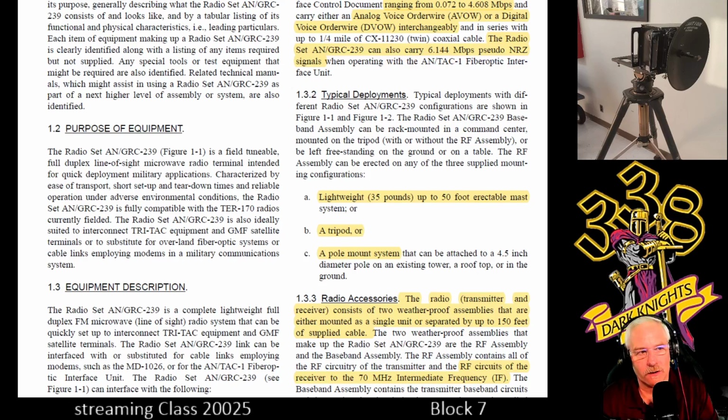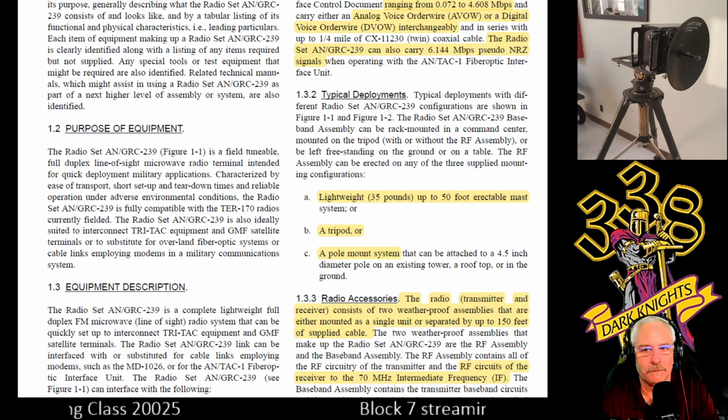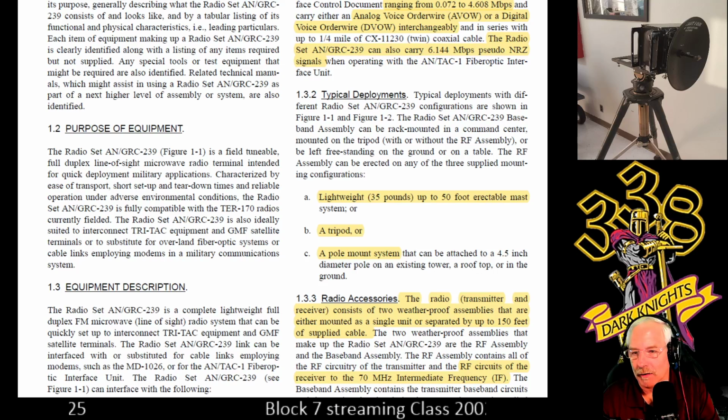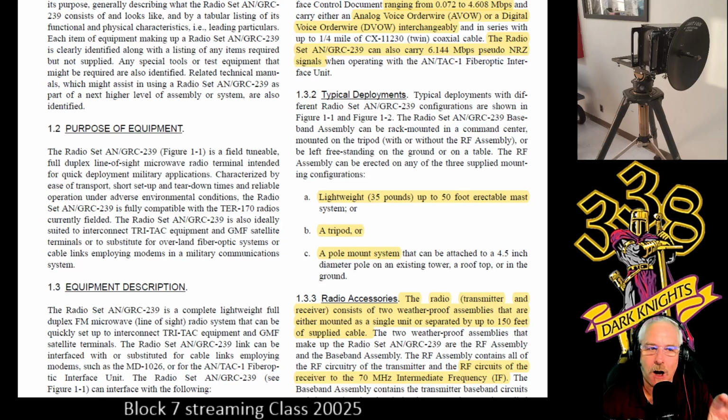Now, also, the baseband and the RF assembly can be mounted on a tripod, or the RF assembly can be mounted on a pole system, and that's with 2 different dishes. Now we have a 1-foot and a 2-foot. You're going, okay, I just got confused. The 1-foot can only go on the 50-foot mast.